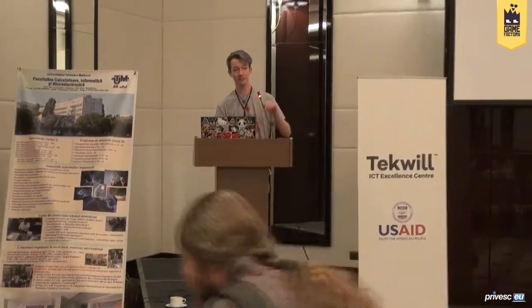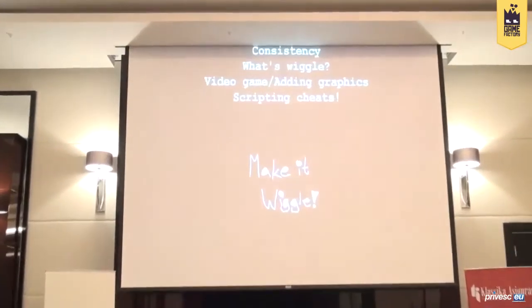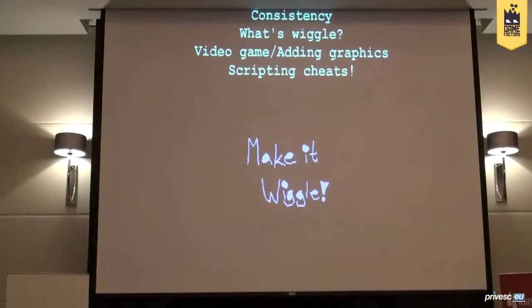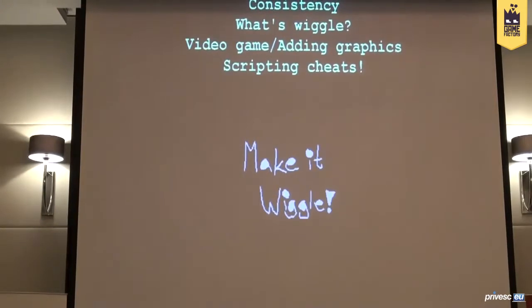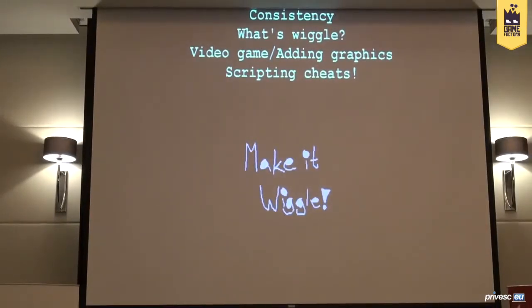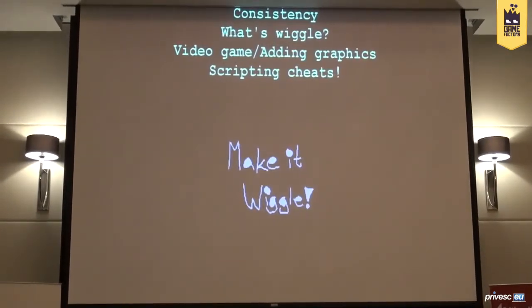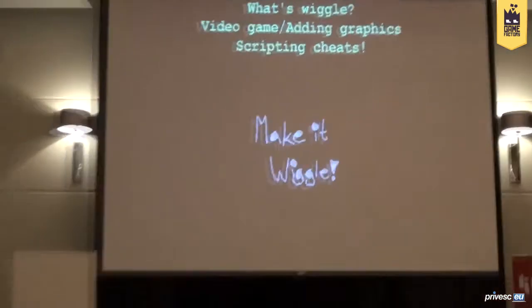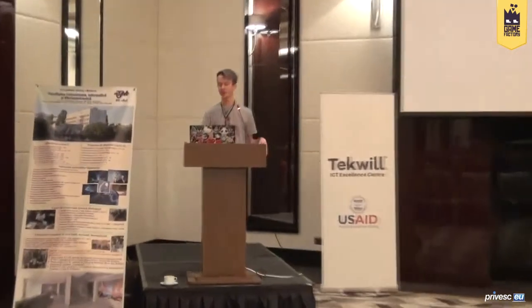During this talk, I will talk about consistency. I will try to explain quickly what Wiggle is, the thing that I call Wiggle. I will be making a video game, adding graphics step by step, and then explaining what is going on and why I'm adding stuff. By the end, there's a bunch of scripting cheats that I do, since I'm not an artist, I'm a programmer. So I do a lot of my artistry through programming. I will walk through some very simple tricks that I do a lot.